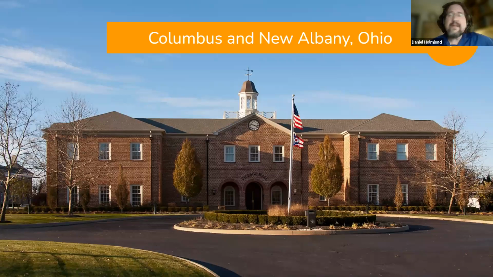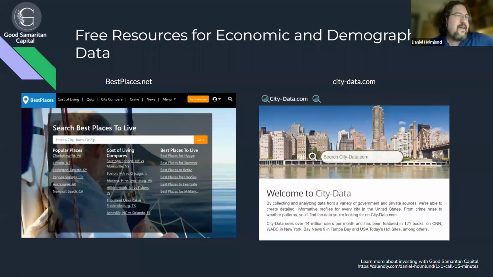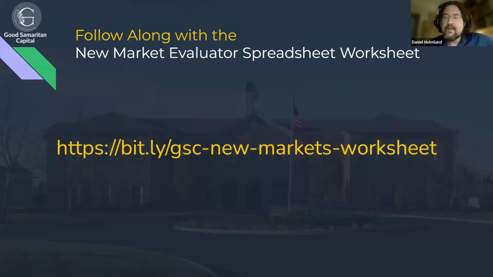All right, now for the case study. We're going to look at Columbus and New Albany, Ohio. And here is the City Hall, or Village Hall as they call it, of New Albany, Ohio. First of all, I want to point you to 2 great resources. I can't underscore how great these are. These are wonderful websites, bestplaces.net and city-data.com. It's amazing how much information they have there, and it's very well organized. And so we will be using them for all of our upcoming data.